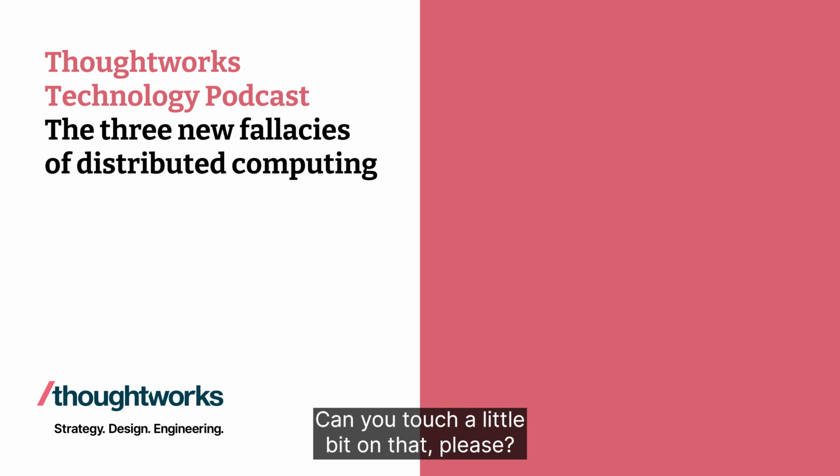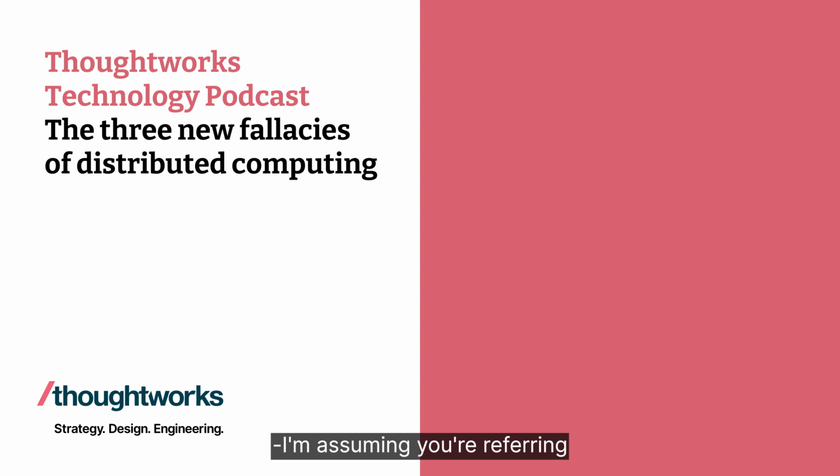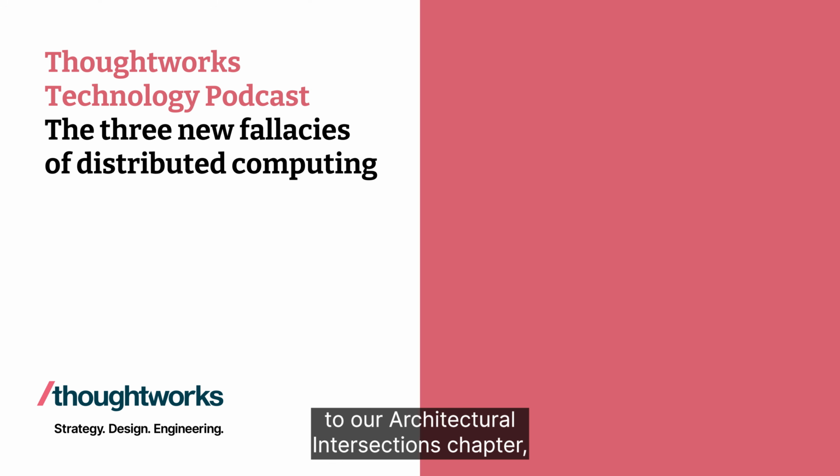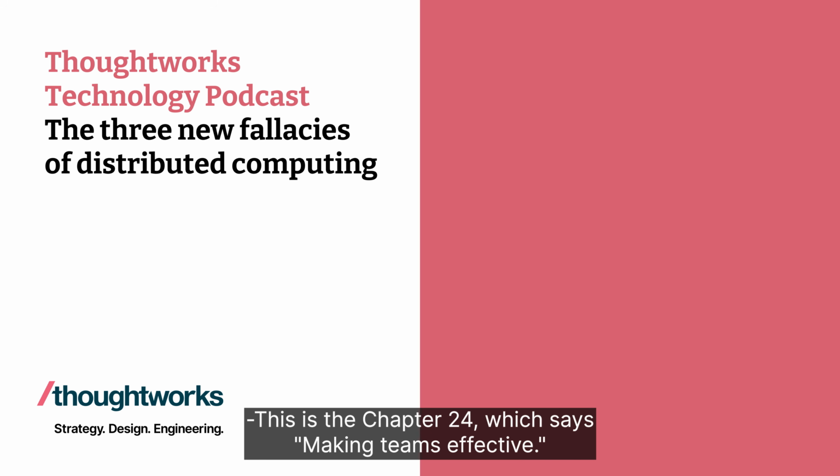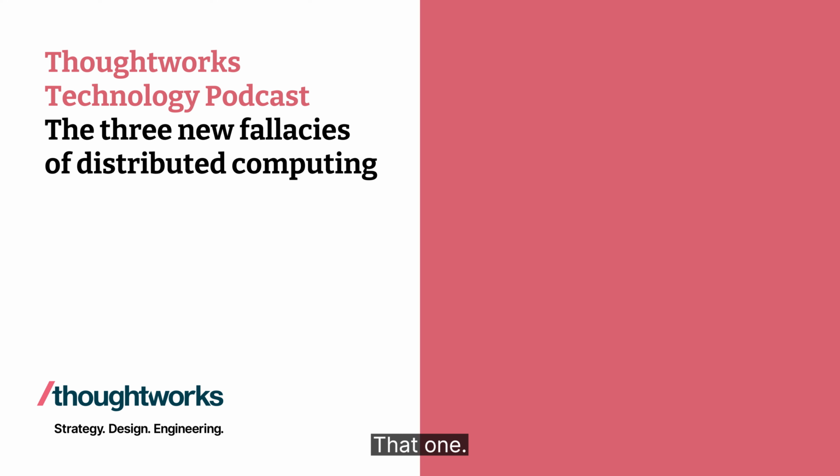So can you touch a little bit on that, please? I'm assuming you're referring to our architectural intersections chapter, the last chapter, because we had several last chapters. This is chapter 24, which says making teams effective, that one.